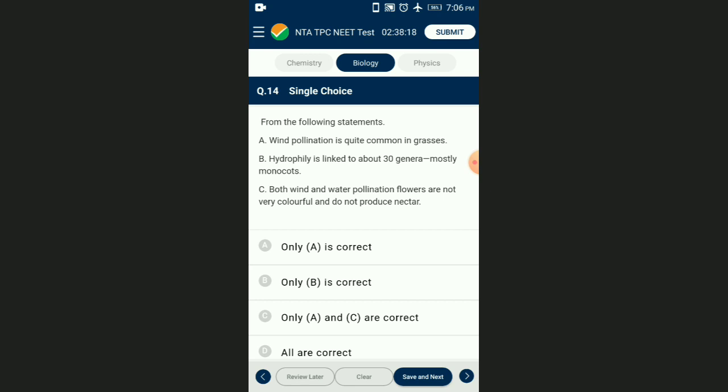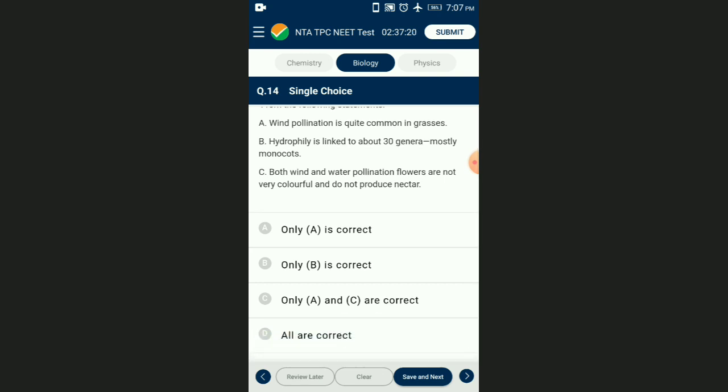Question number 14. From the following statements, how many statements are correctly given? Statement A. Wind pollination is quite common in grasses. That is correctly given. Hydrophily is linked to about 30 genera, mostly in monocots. That is also correctly given. Both wind and water pollinated flowers are not very colorful and do not produce any nectar. So that is also correctly given. So from the given statements, all three statements are correctly given. So the correct option is option D. All are correct.